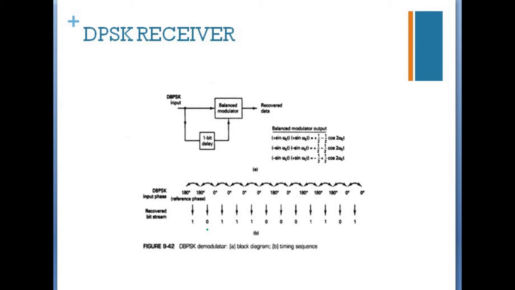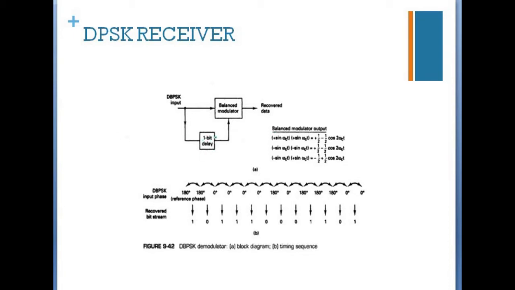So this is a block diagram of the DPSK receiver. We have a balance modulator and a 1 bit delay circuit. The received signal may be plus sin omega ct or minus sin omega ct. Initially we take the first incoming bit as a reference signal. This reference signal is given to the balance modulator, along with another signal from the next DPSK signal. The balance modulator acts as a multiplier and multiplies these two signals.